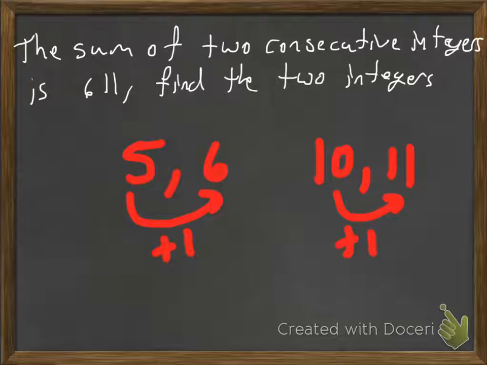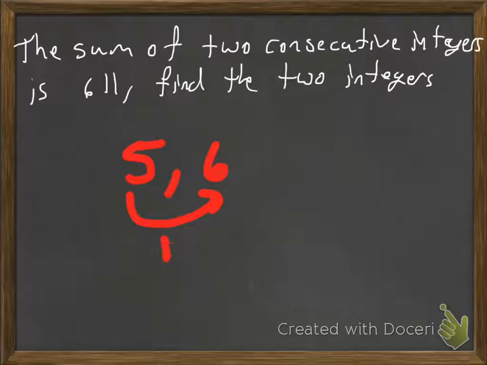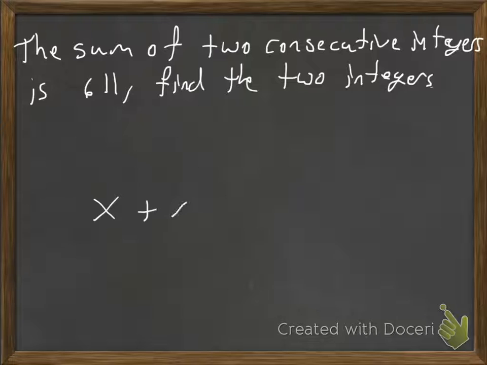Now we don't know what the number is, so we're going to call it x. And following the same pattern, the next consecutive integer would be x plus 1. So we just add 1 like we did in the other examples there. Okay? So we're going to be adding x and x plus 1, that's the sum, and that's going to be 611. So x plus x plus 1 is equal to 611.